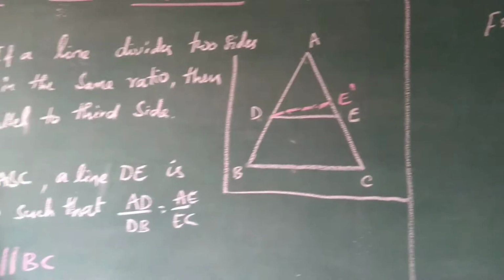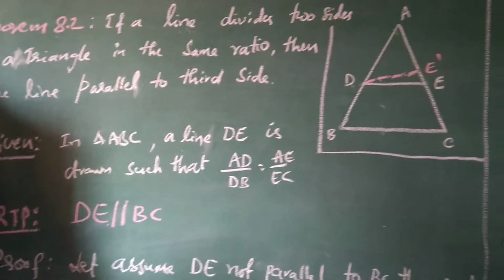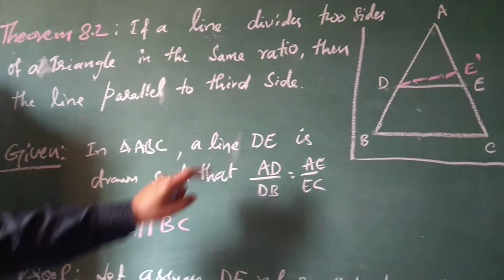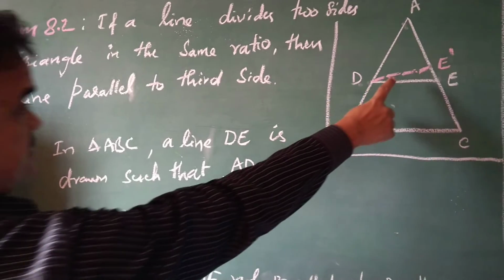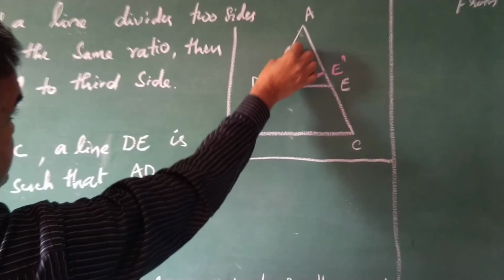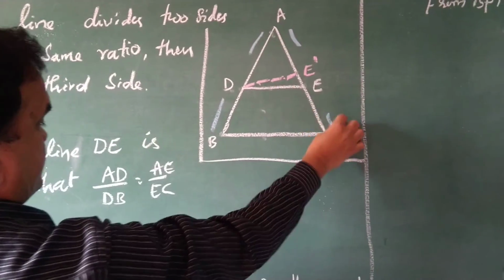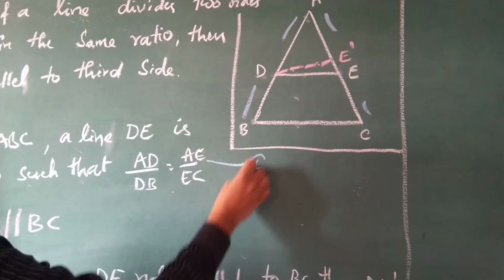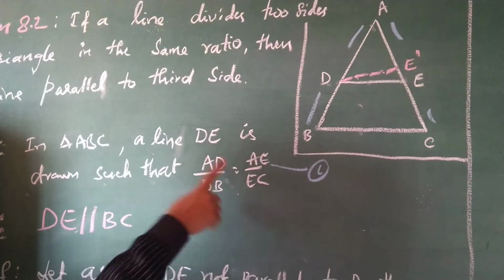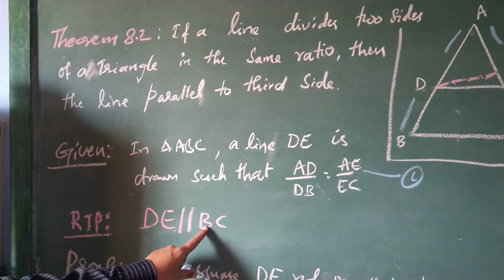Now this theorem consists of four parts: given, RTP and proof. Given: in triangle ABC, a line DE is drawn such that AD by DB is equal to AE by EC. This is equation 1. This is the given. RTP, what we have to prove: DE is parallel to BC.